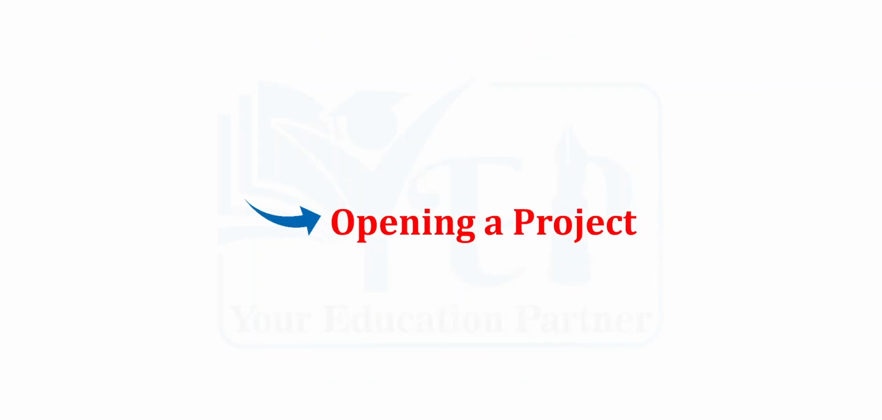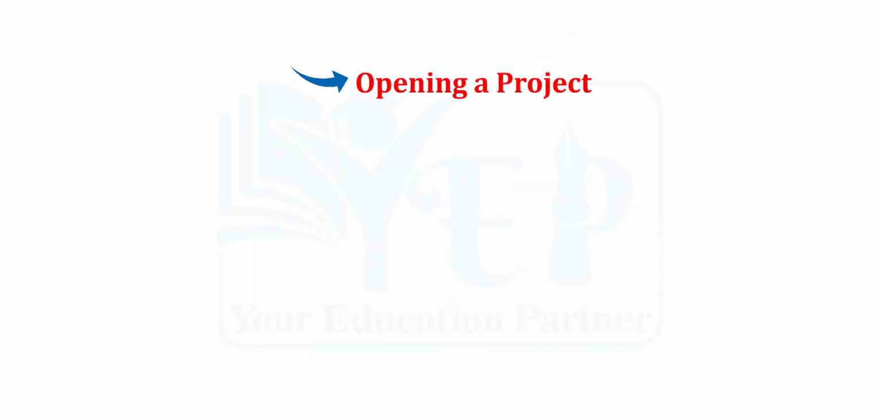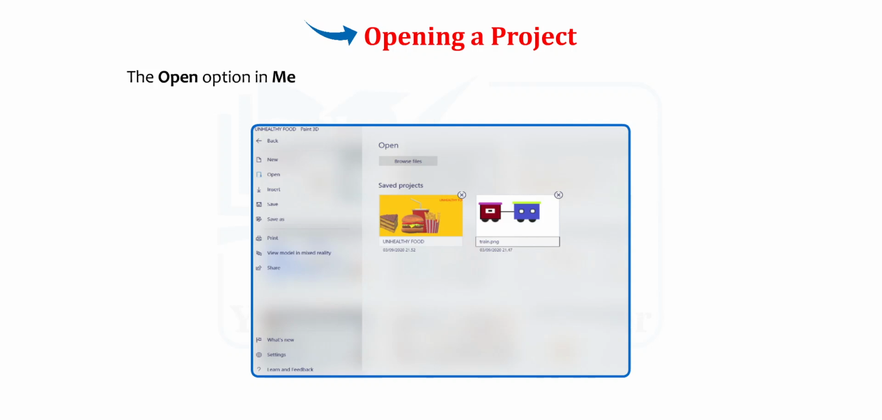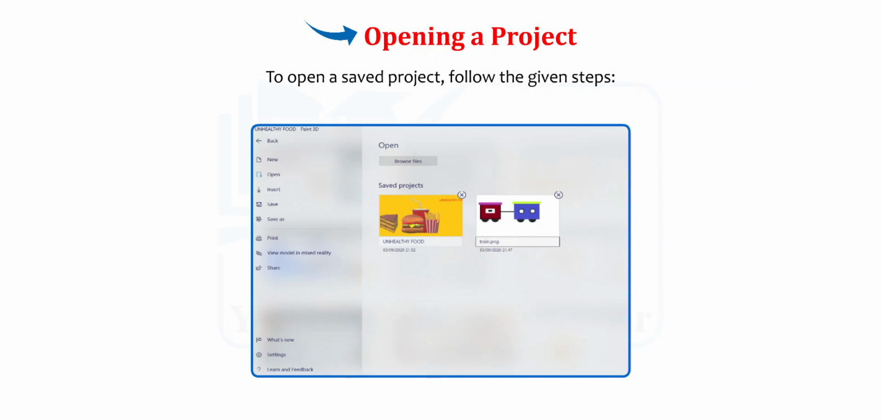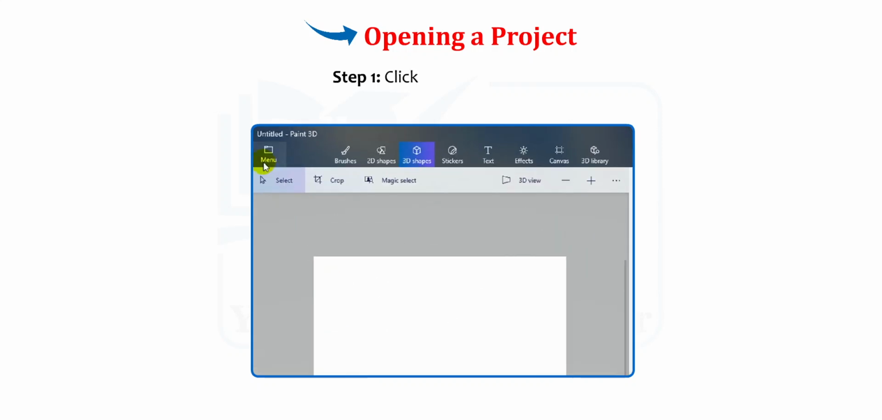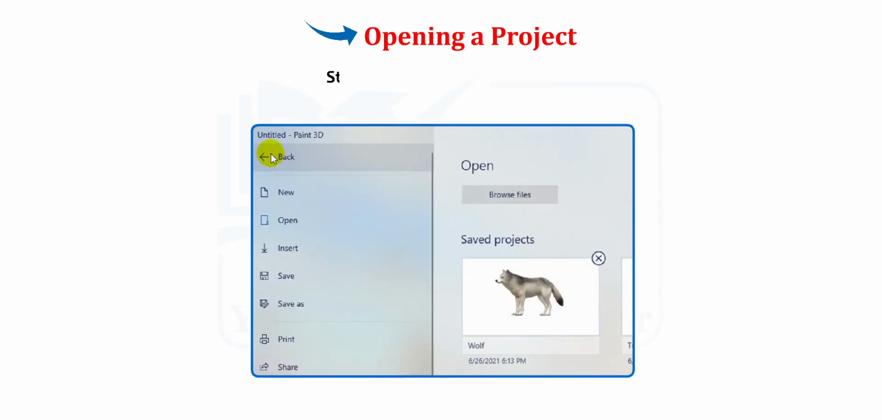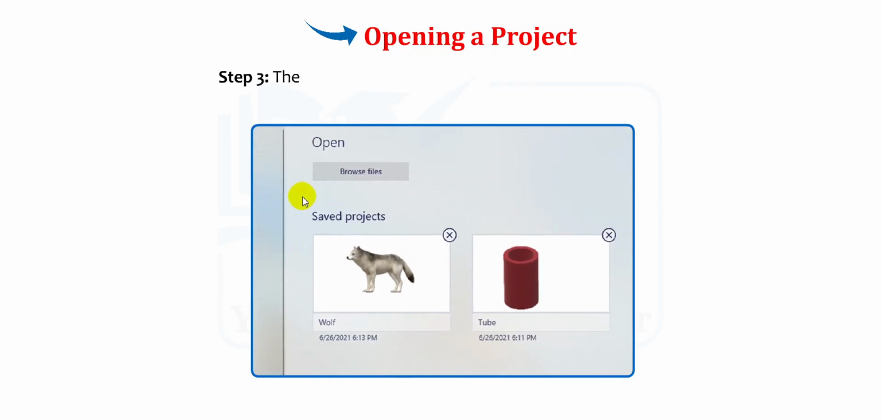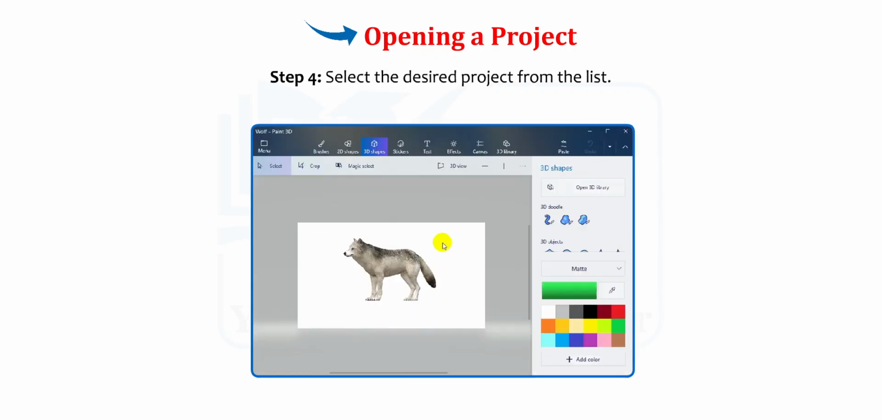Okay students, let us understand how to open a project. The Open option in Menu tab is used to open a file or a project that was saved earlier. To open a saved project, follow the given steps. Step 1. Click on the Menu tab. Step 2. Select the Open option. Step 3. The Open window will display a list of saved projects. Step 4. Select the desired project from the list.